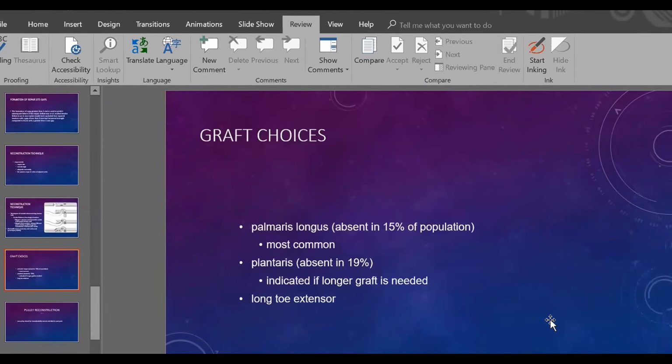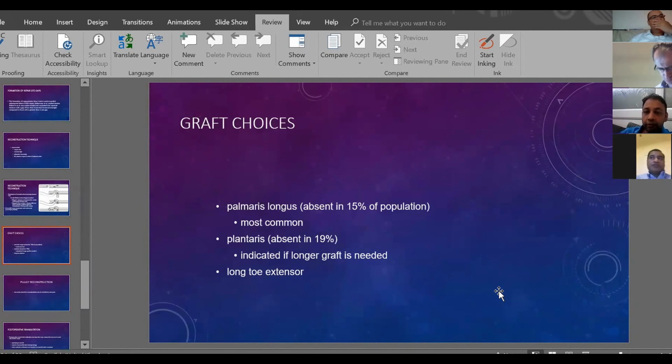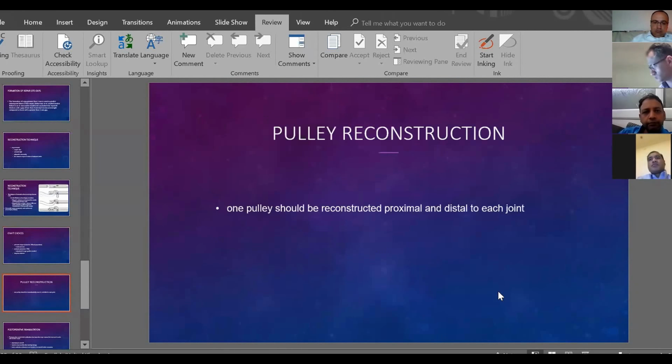So for the reconstruction, graft choices are either you can use the palmaris longus, although the palmaris longus is absent in 15% of the cases. You can use plantaris if a longer graft is needed, and you can use the long toe extensors. Pulley reconstruction is very important, as I mentioned in one of my earlier slides. At least one pulley should be reconstructed proximal and distal to each joint.